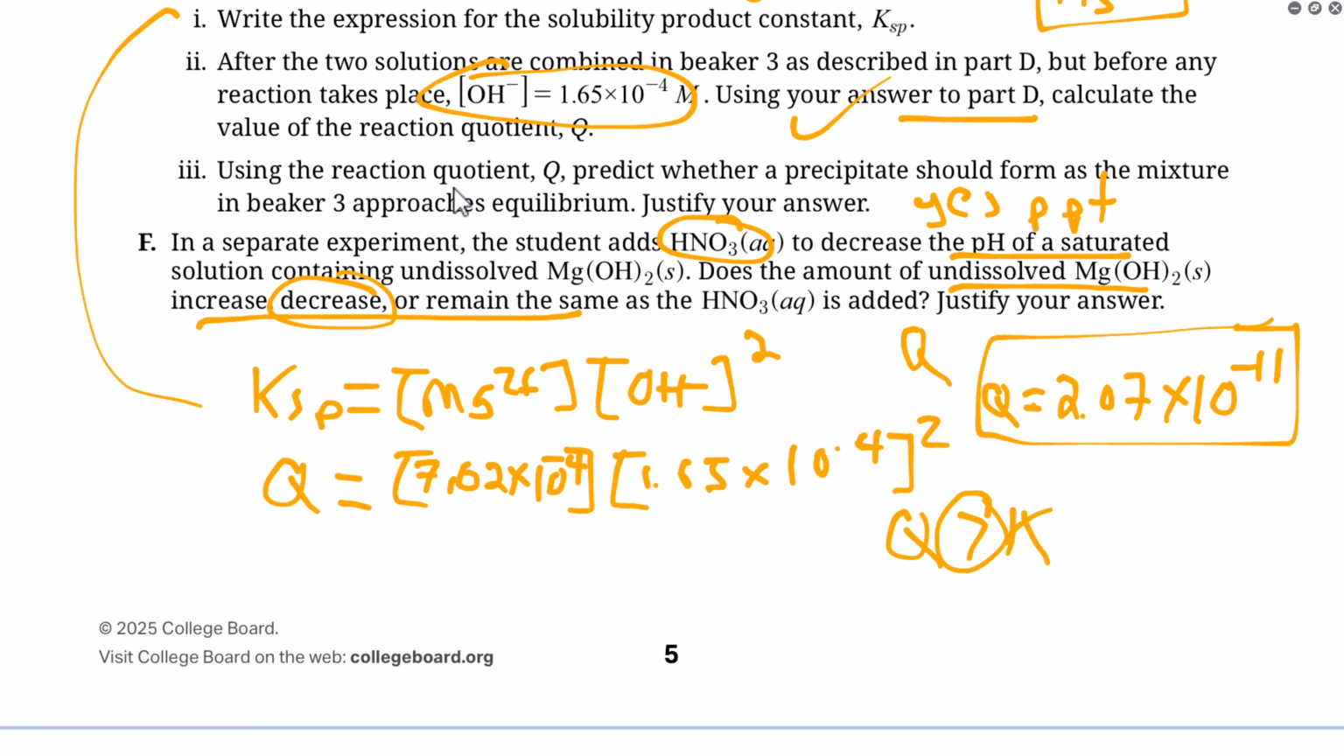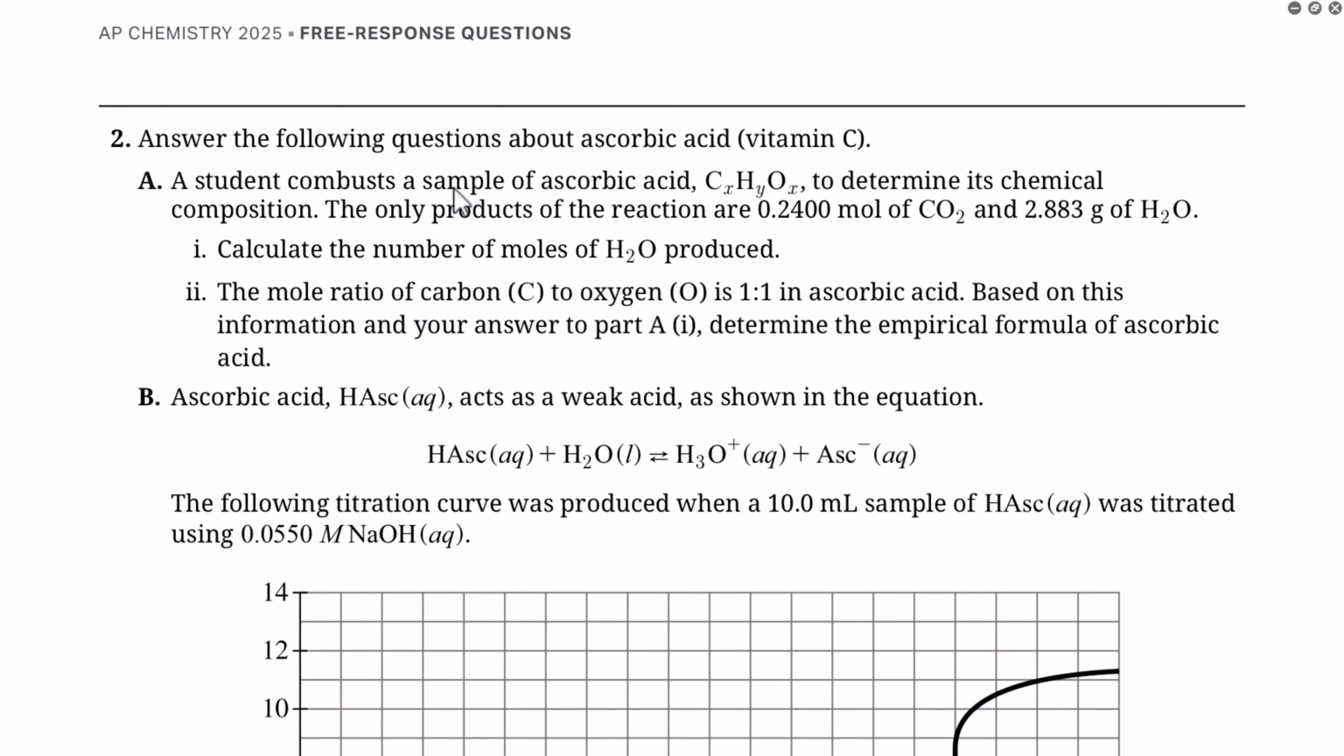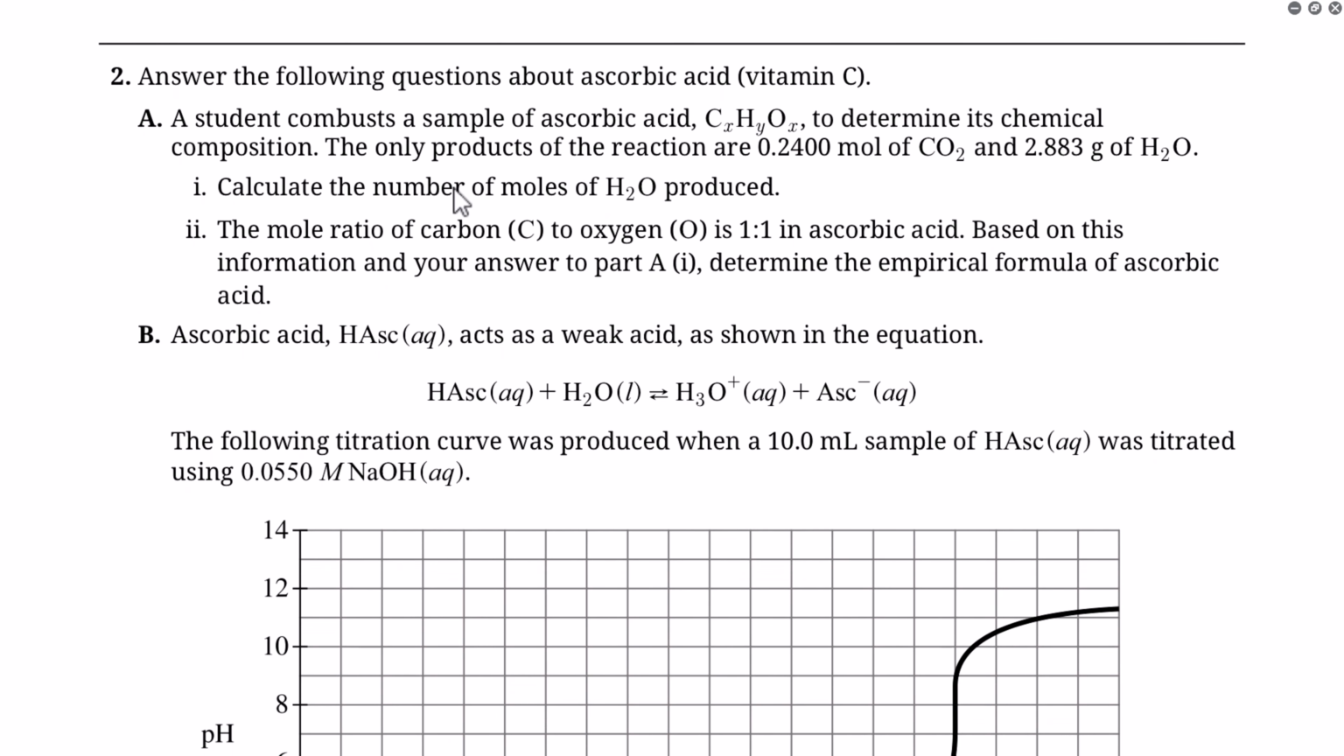Question 2, let's move on. All right, it says, answer the following questions about ascorbic acid. Okay, so we have an acid question here. Student combusts a sample of ascorbic acid to determine its chemical composition. The only products of the reaction are 0.2400 molar CO2 and 2.883 grams of H2O. And it says, calculate the moles of H2O produced. So that's a simple calculation we can do.